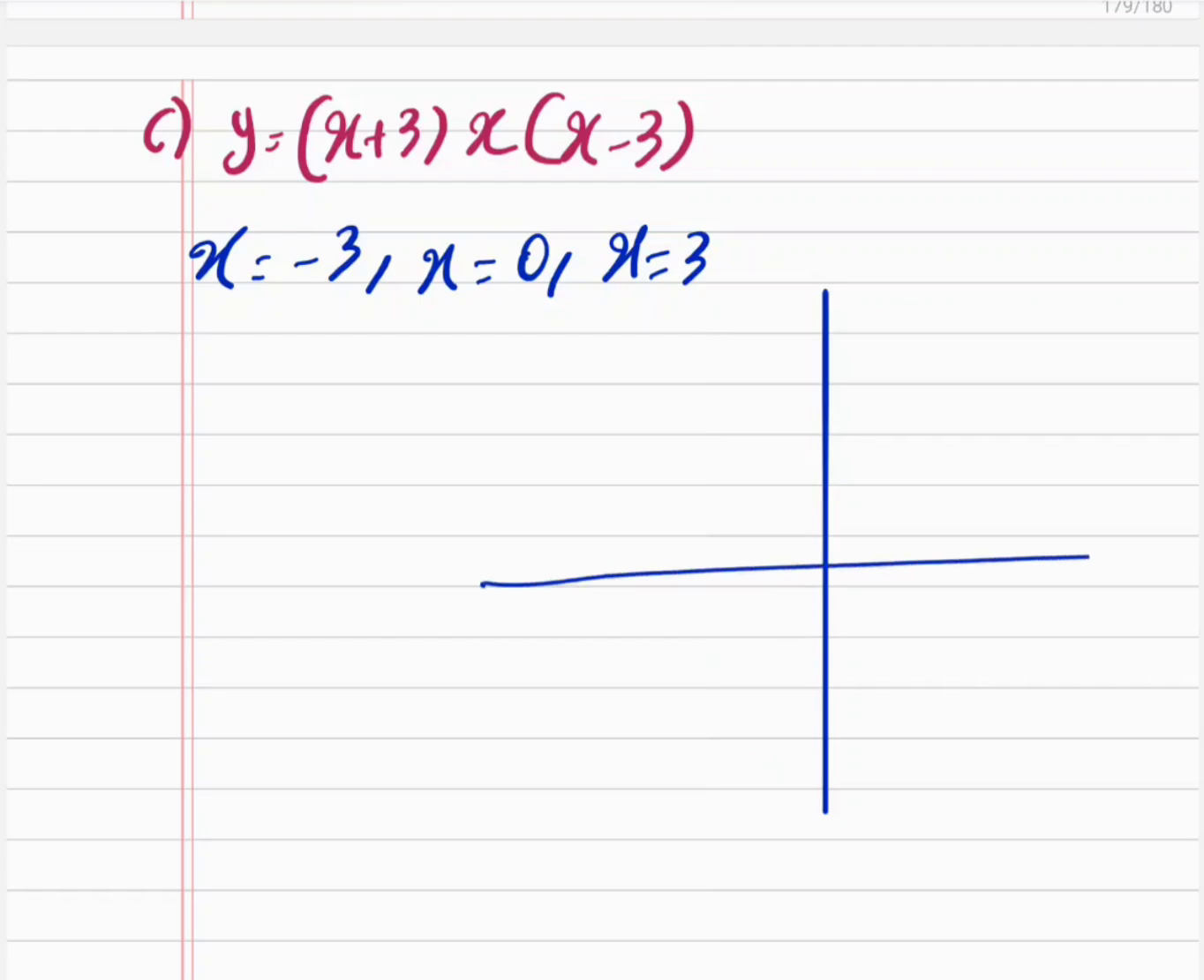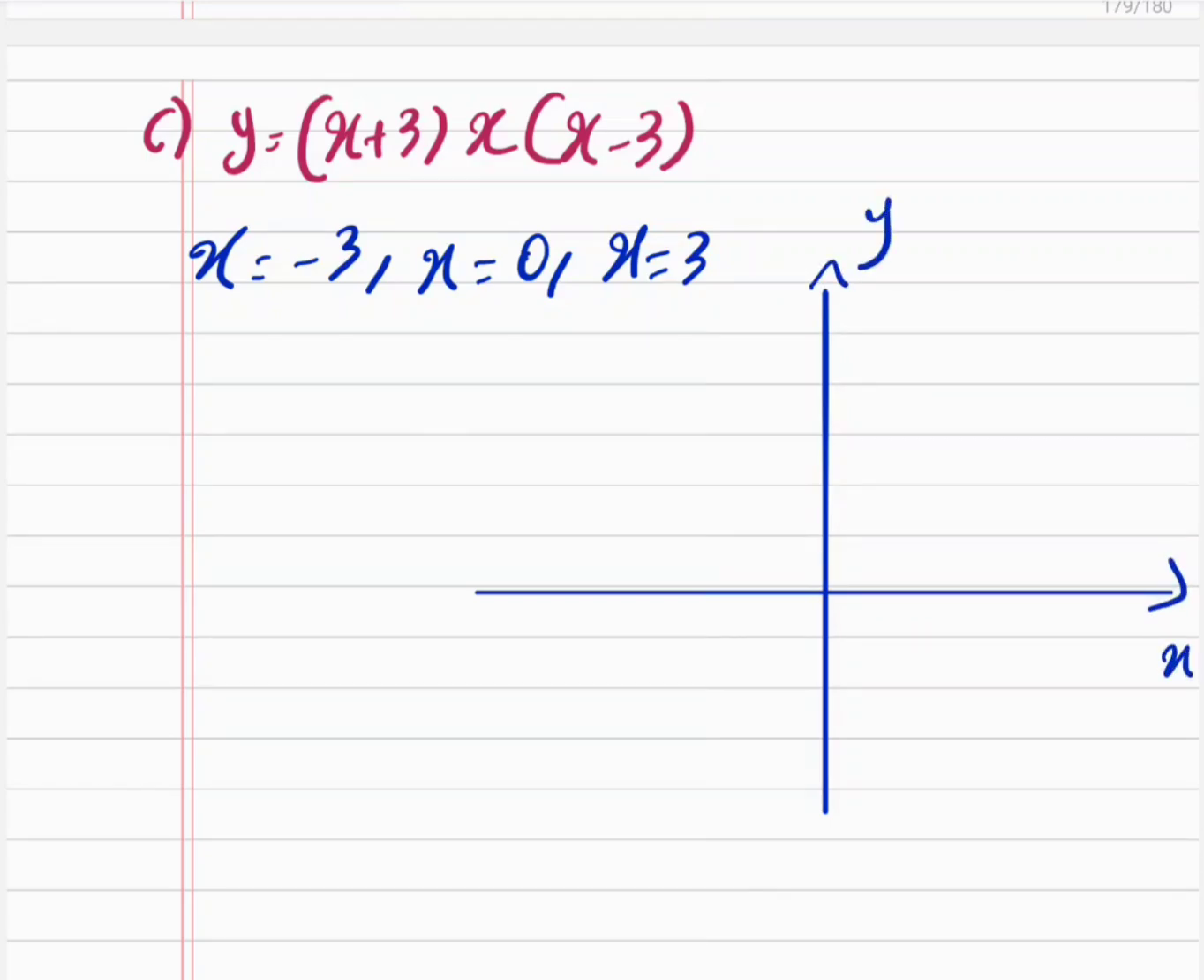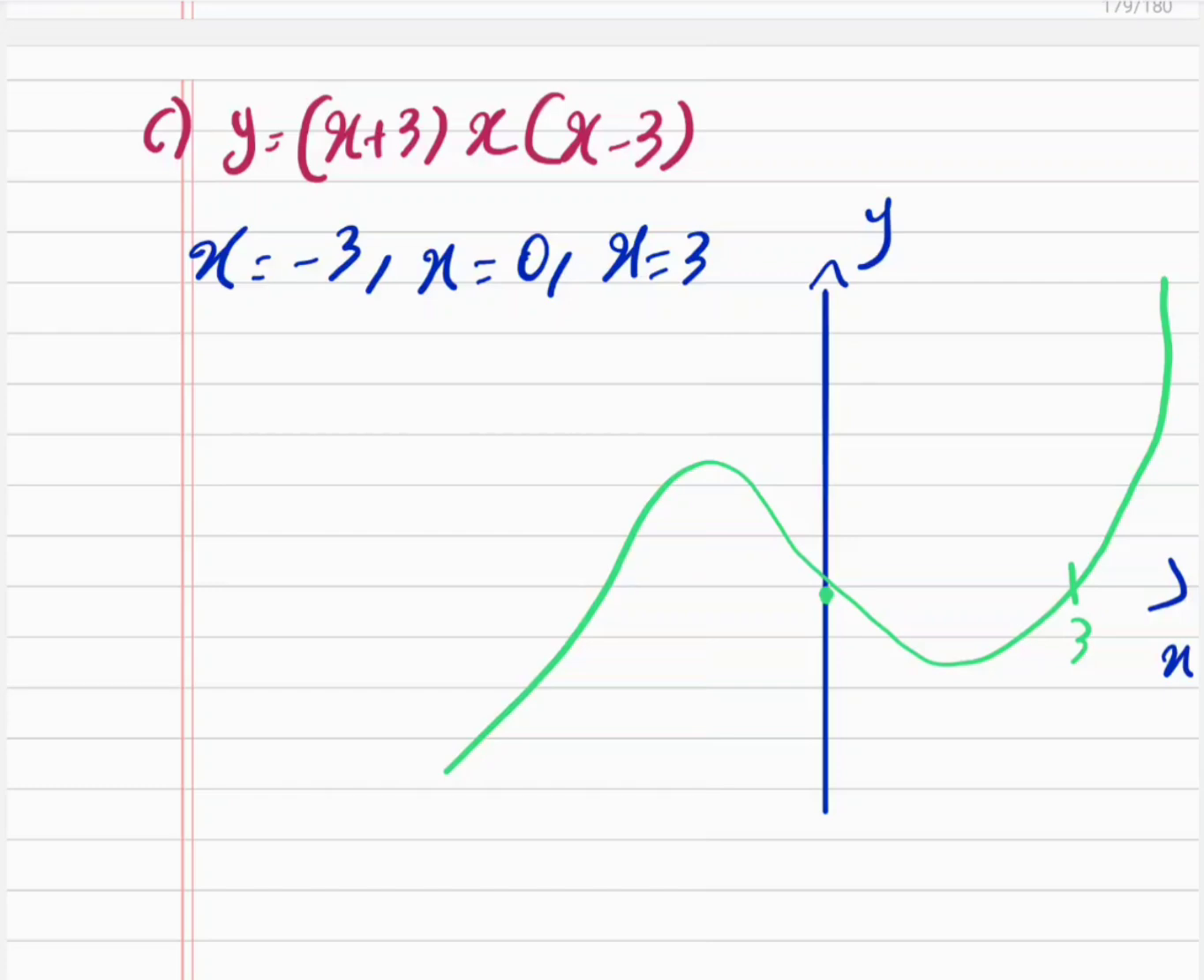Okay, so we have this, which is not a very good line, so let's try again. Okay, so these are the x and y axis. So minus 3 is here, 0 is here, and then 3 is here. And also it's a positive cubic, so it's going to be roughly like this. Yeah, so it should pass here. So let's say here is minus 3. Okay, so this is the cubic.